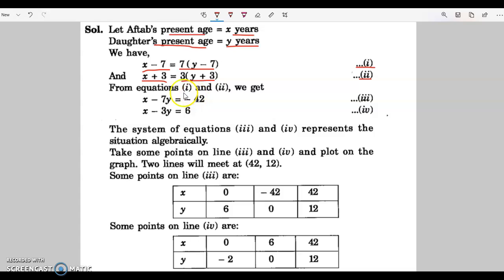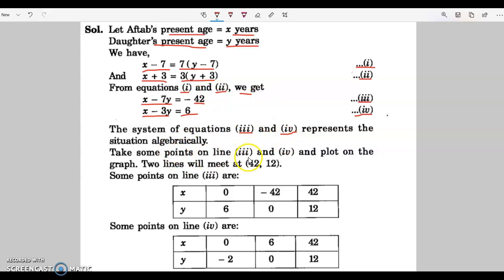So from equations 1 and 2, we get x minus 7y equals minus 42 and x minus 3y equals 6 from the above equations. So this is equation 3 and this is equation 4. So the system of equations 3 and 4 represents the situation algebraically, as we can see above.